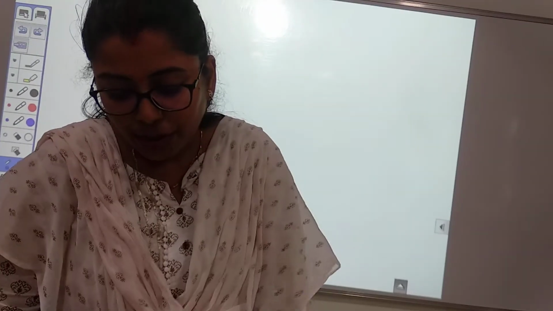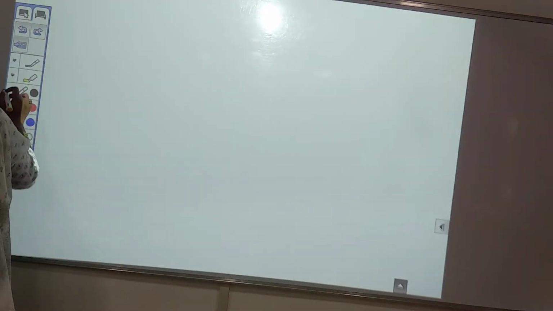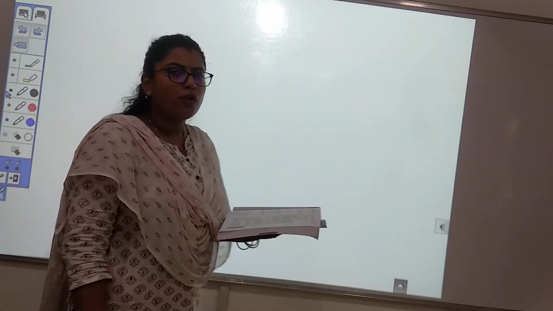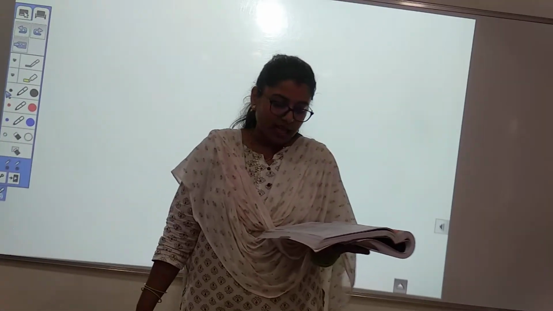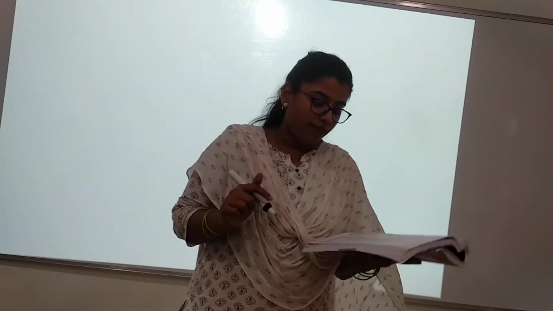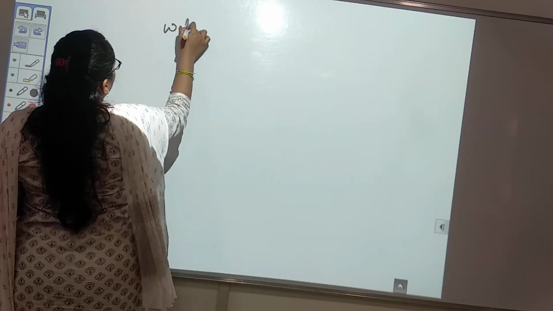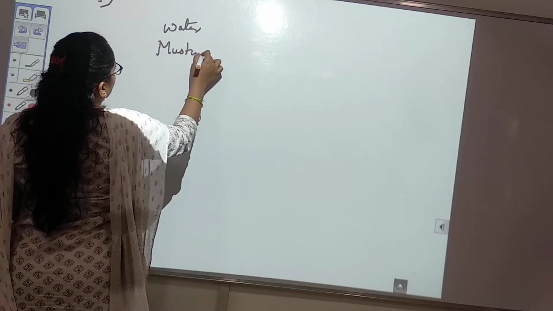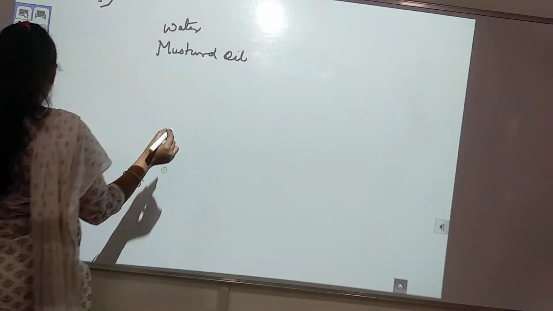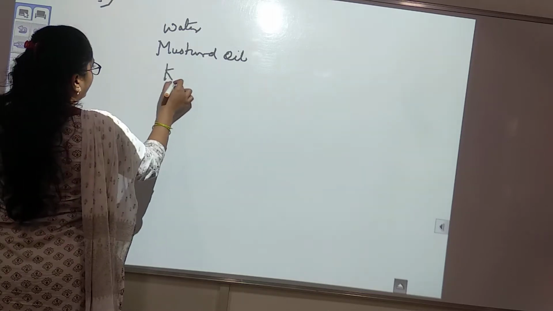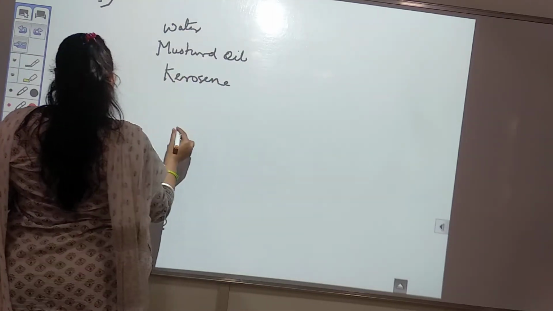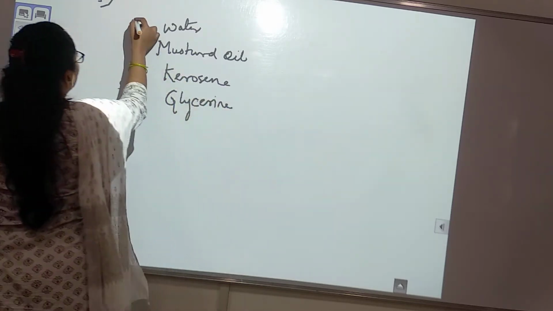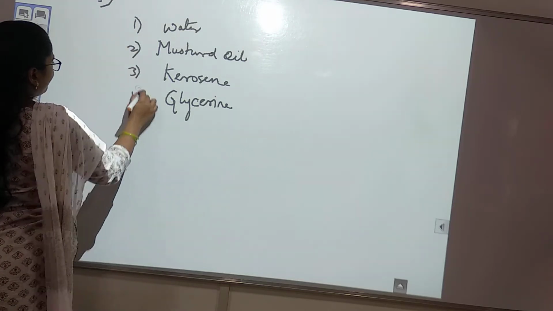Now question number 3. Question number 3 from the board exam was: you are given water, mustard oil, glycerine and kerosene. I have already talked about this question during the class lecture. You are given water, mustard oil, kerosene and glycerine. Okay, we have these 4 kinds of mediums for the refraction of light.